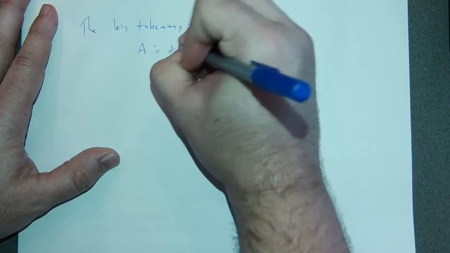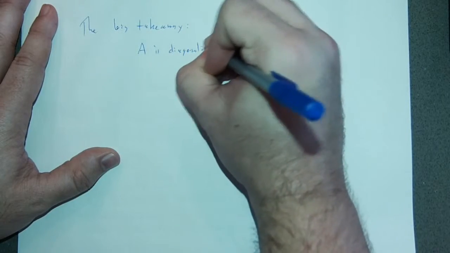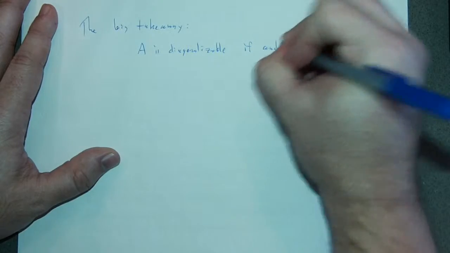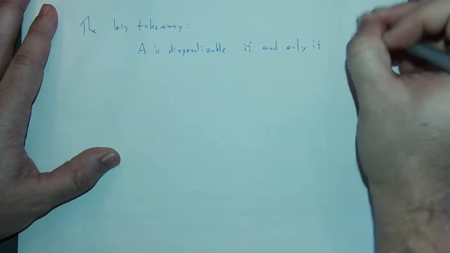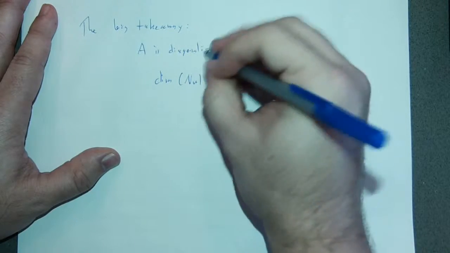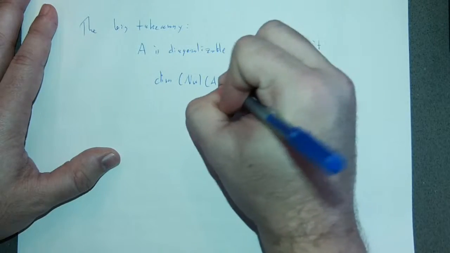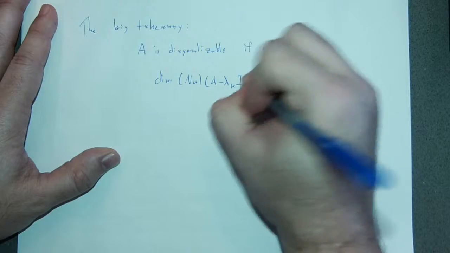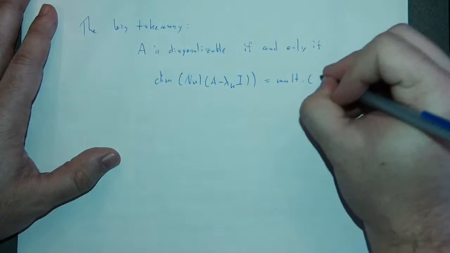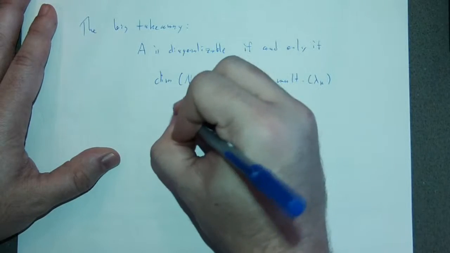So A is diagonalizable if and only if the dimension of the eigenspace associated to lambda sub k is equal to the multiplicity of lambda sub k for every eigenvalue.